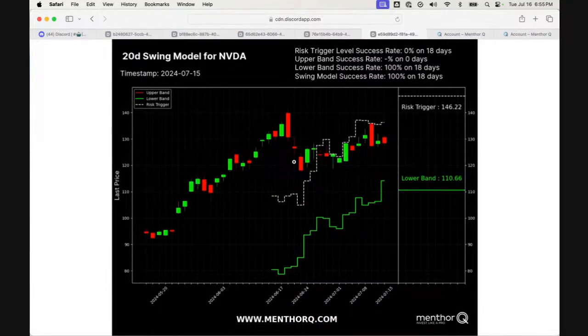Okay, so now here the bands are stretched because there's more time, more room for an underlying to move. And here we have 110 the lower band, 146 the upper band, the risk trigger, which is basically the all-time high. So once again, I would either be looking to sell puts below there and looking for a long trade toward that upper risk trigger, toward that upper band.